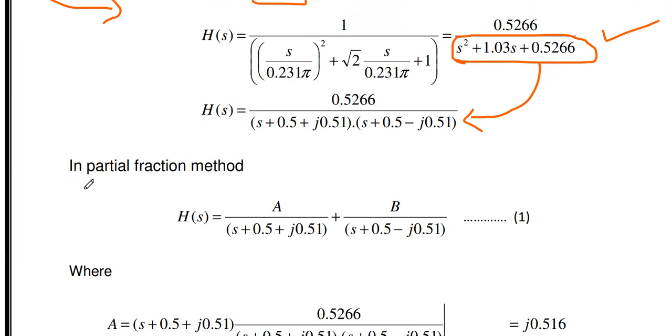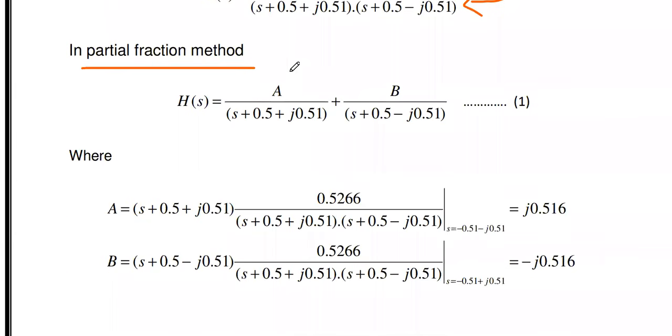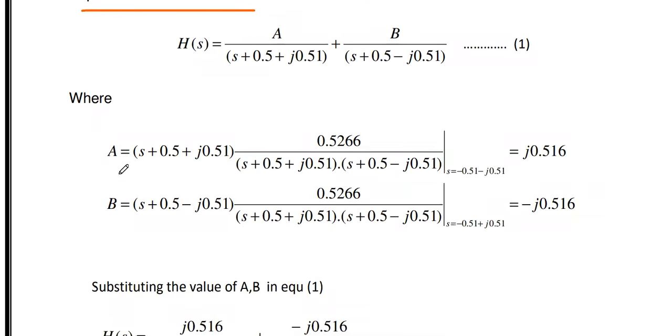Then using the partial fraction method, this H(s) can be split as A by the first factor plus B divided by the second factor. Now our aim is to find the A and B values. You already know the procedure. To find the partial fraction coefficient, A is nothing but the value of (s plus 0.5 plus j0.51) multiplied with H(s).